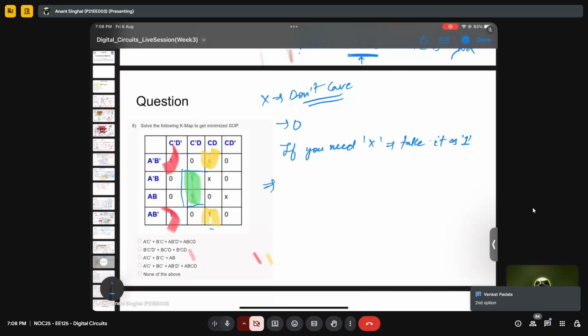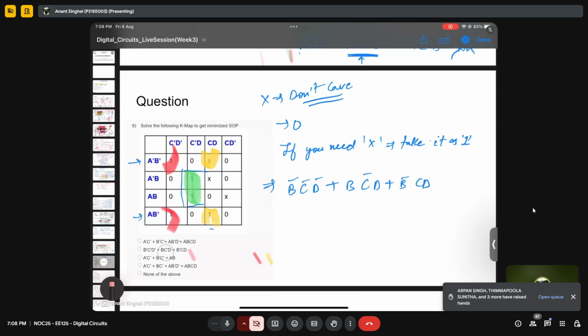Yes, sir. So the answer would be, the red one again. Sir, answer B is the correct answer. Okay, so let me see. The red one is B bar, common B. C bar D bar is the first, then the green one is B, C bar D, and the yellow one is B, C, D. So let's see what is the option. It says B bar, C bar D bar, B, C bar D, B, C, D. So option B is the correct answer. Yes, sir. I hope it is clear to everyone. Option B is the correct answer here.